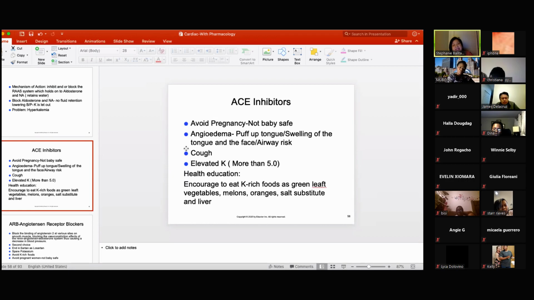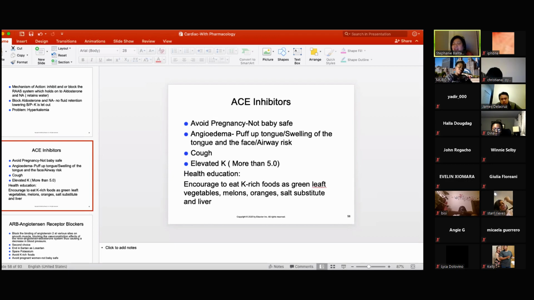There is this thing that they call angioedema. So the tongue puffs up, the tongue swells, swelling of the tongue and the face, and that causes an airway risk. The prils cause angioedema. So watch out for that.